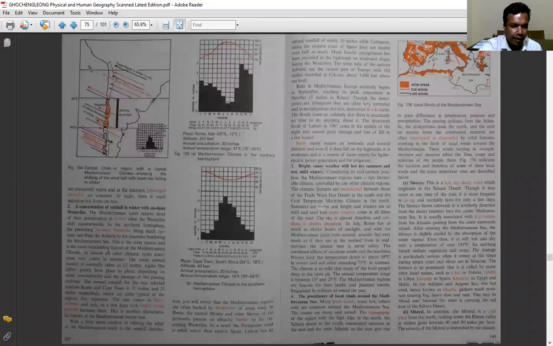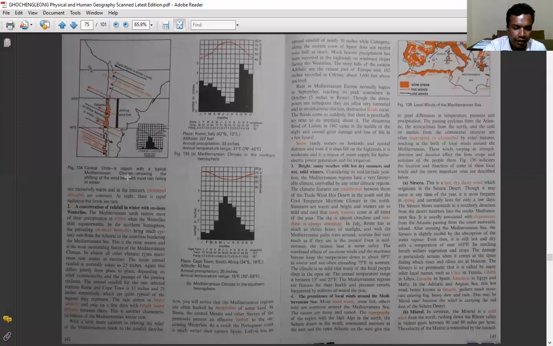So what you need to remember is that in Mediterranean type of climate, which is well developed around the Mediterranean Sea, which is located between 30 to 45 degree latitude in the western margin of the continent, there is winter rainfall because of the onshore winds.